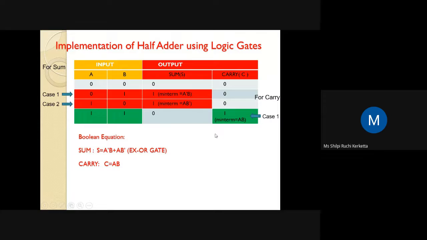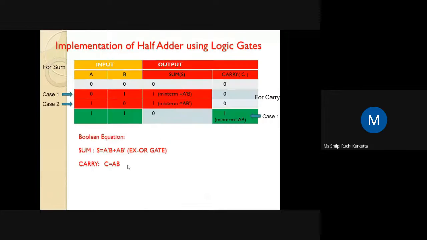And same way with carry, here we can see we are getting one only in this last term. Okay. So here only one min term is there, and if we combine this we are getting 1 1. So that will be A into B. So that's why we have only taken A into B over here for the carry. So if we want to implement this half adder using logic gates, for sum we are getting the logic of an XOR gate, and for carry we are getting the logic of an AND gate. Okay.